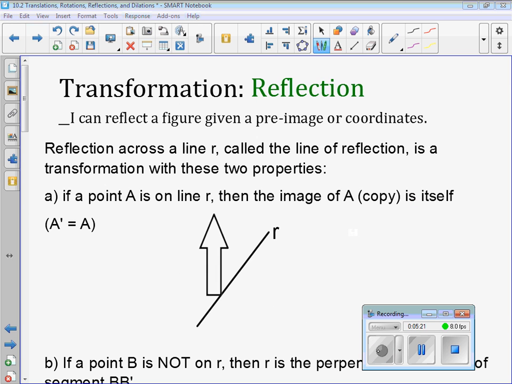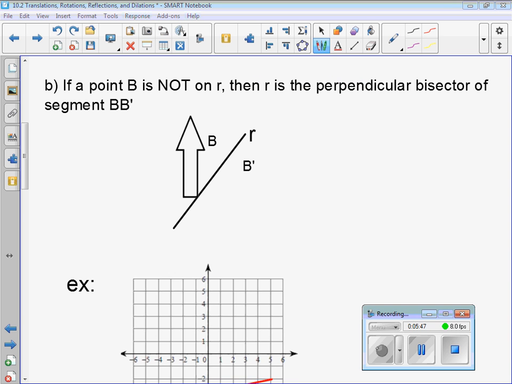Let's move. Now another transformation we want to look at is reflections. Reflections across a line R, called the line of reflection, is a transformation with these two properties. First, if a point A lies on the line, then its image, A prime, is that same point. That makes sense. It's going to reflect right onto itself. The other property is this.